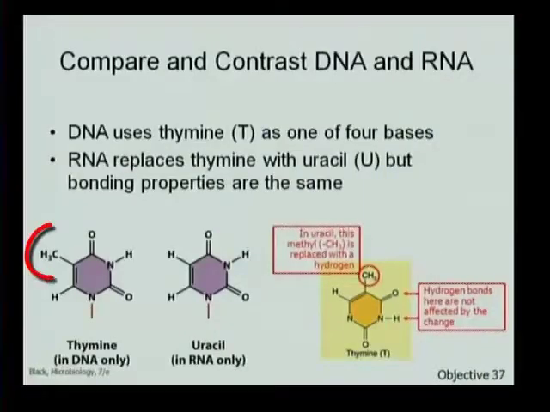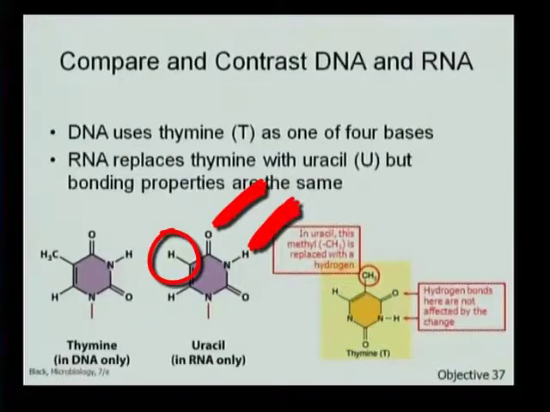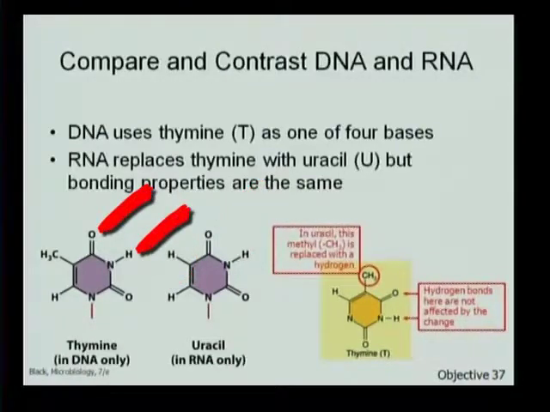In thymine, there's a methyl group along the ring structure of the base. This methyl group, CH3, is replaced with a hydrogen in uracil. But the place where the molecule makes its hydrogen bonds, shown here and here, is not affected, so both thymine and uracil have the same hydrogen bonding properties. They both bind to adenine.